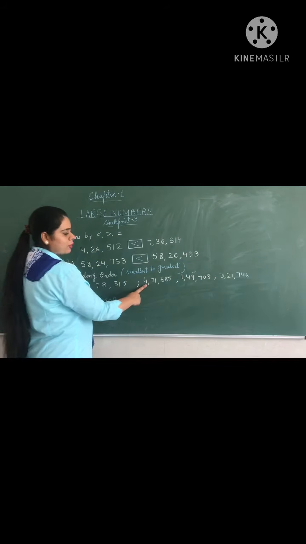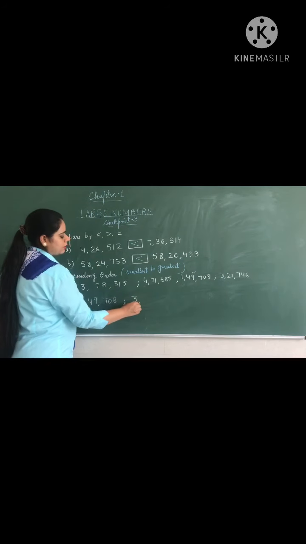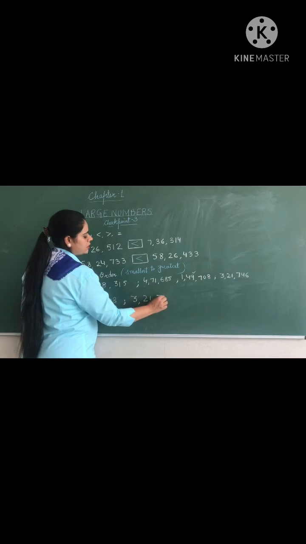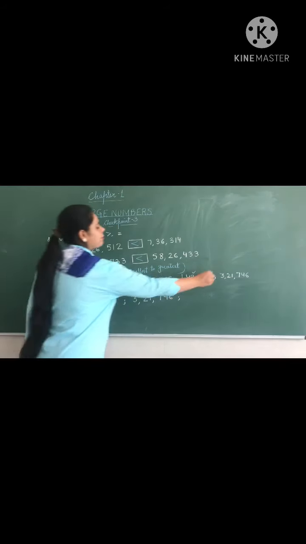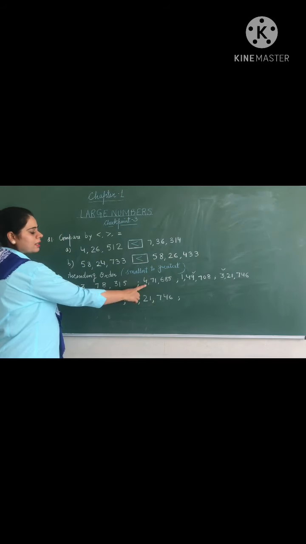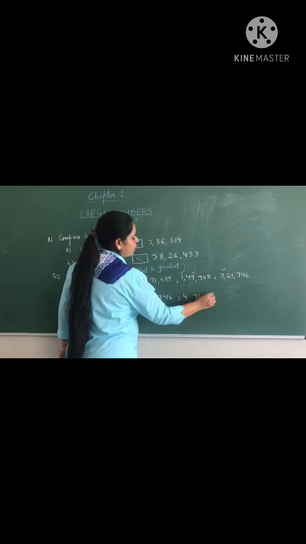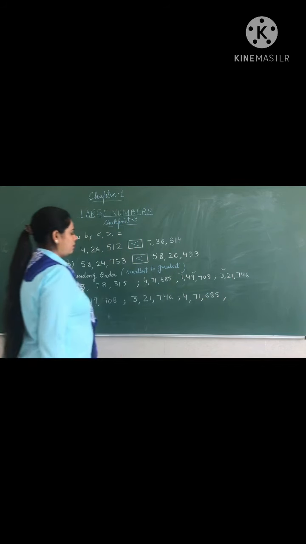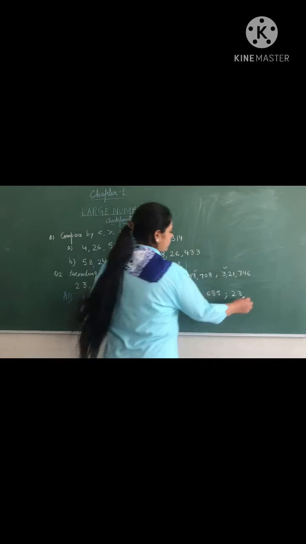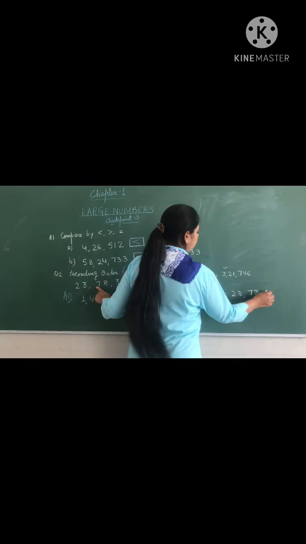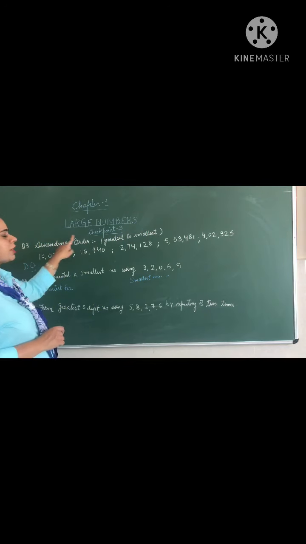After writing 1 lakh, what is left? 23 lakh, 4 lakh or 3 lakh? Which is smaller? Yes, 3 lakh. 3 lakh, 21,746. Now after writing 3 lakh, what is left? 23 lakh or 4 lakh? Which is smaller? 4 lakh. So you will write 4 lakh, 71,685. And last is 23 lakh, 78,315. Children, moving to the question number 3 of checkpoint 3.